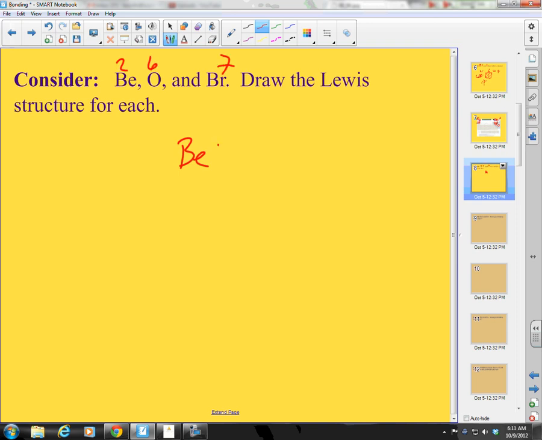Beryllium has 2. Let's do it this way. There's 2 for beryllium. Oxygen, 6. 1, 2, 3, 4, 5, and 6. Doesn't really matter where. Good. And bromine, 7. 1, 2, 3, 4, 5, 6, 7. There we go. And does it really matter where these dots are? No. As long as you have 2, 6, 7 surrounding your symbol, and there's no more than 2 on a side in general. Got it?